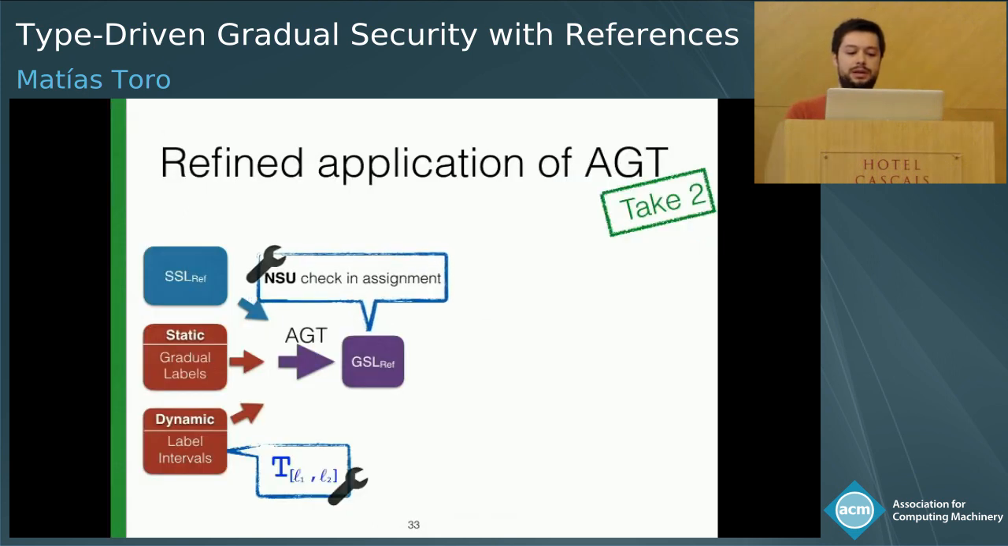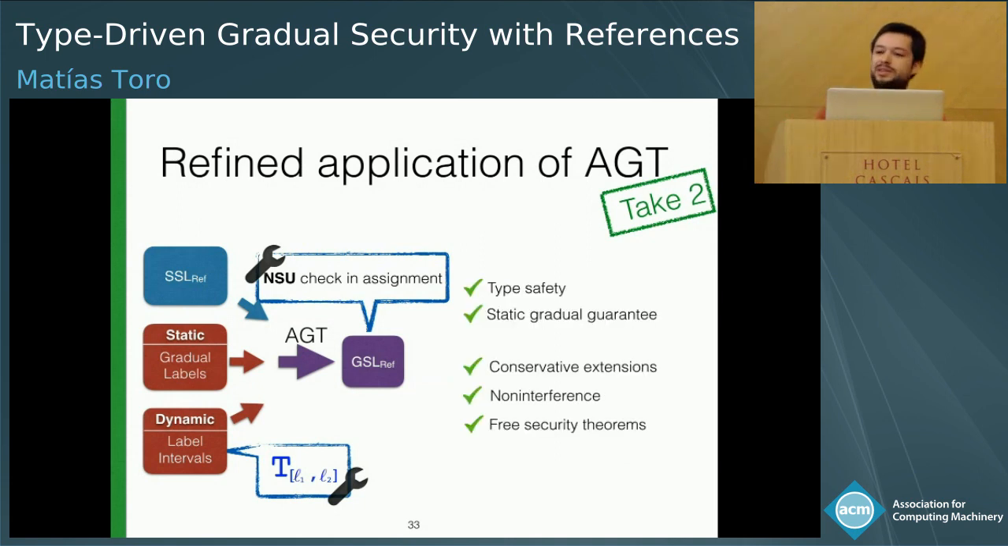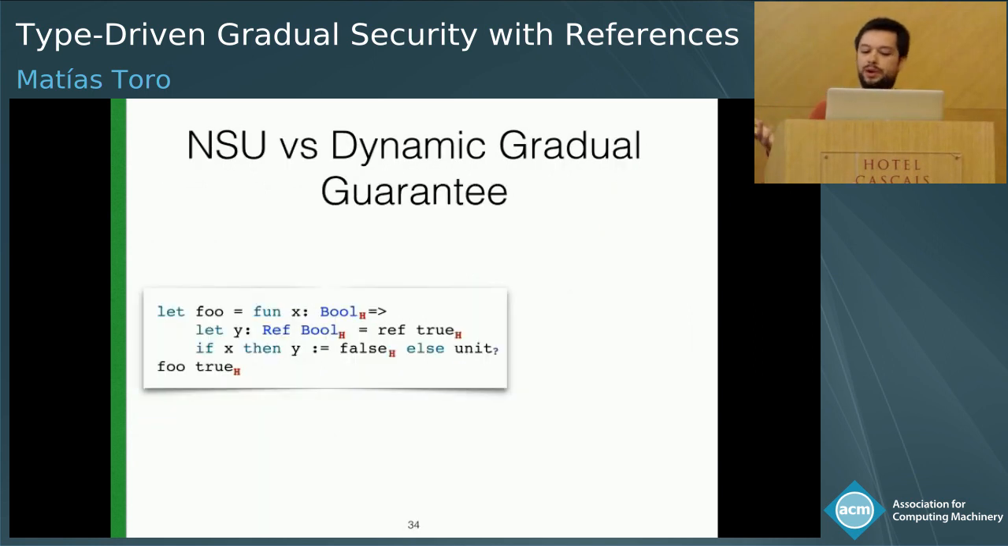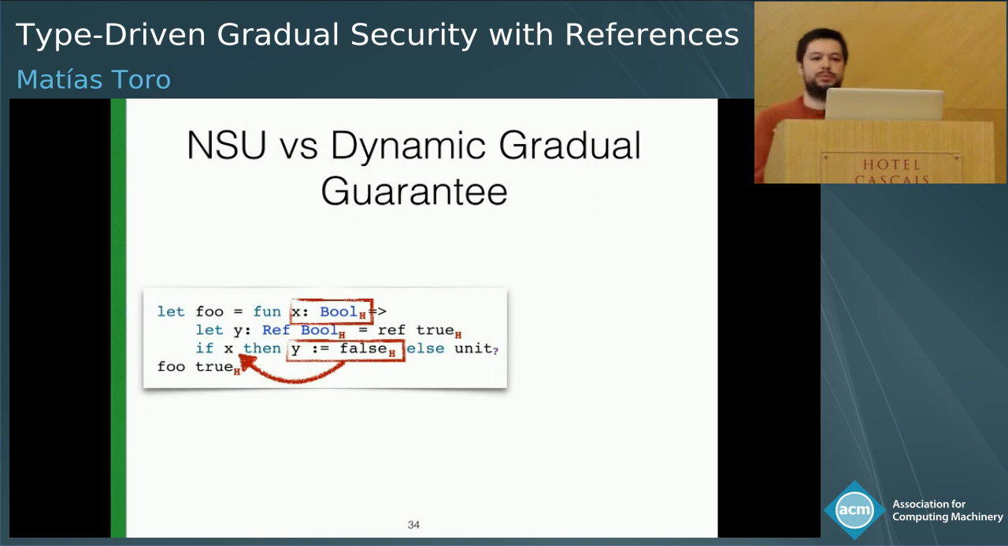So we actually add an extra check in the assignment reduction rule, and with this, we get noninterference, we get the free security theorems, but we lose the dynamic error guarantee. And why is that? So consider this program here, where we have y, which is a private reference, and we are doing some assignment in a branch of a conditional that depends on a private value. So everything is private, so this is fine. This reduces to unit.